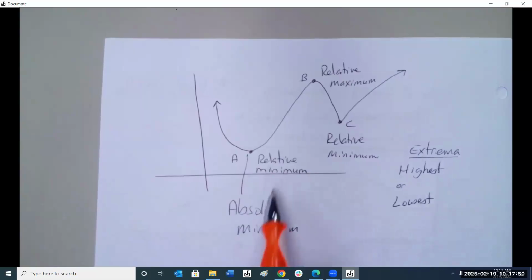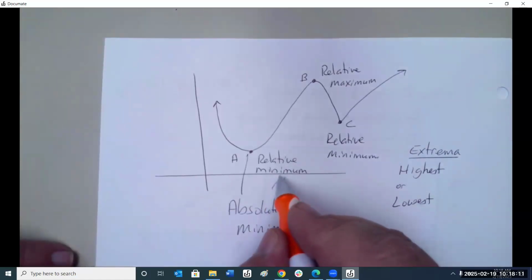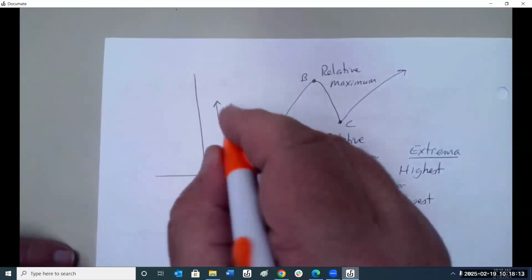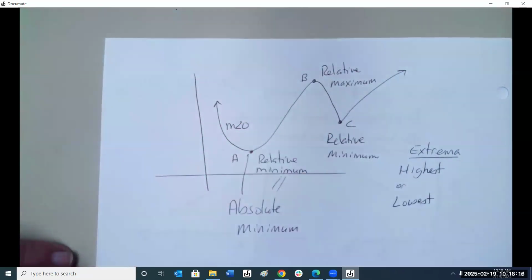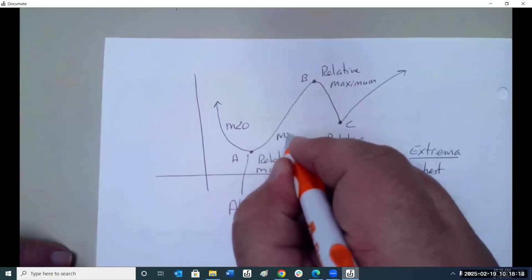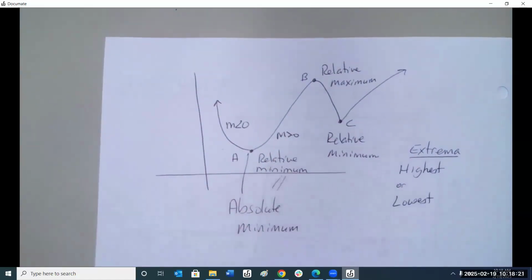So can the absolute also be relative? Yes, because relative simply means in a small domain. So those are extrema, maxima and minima. But remember, to be a minimum, what has to happen? To the left of it, the slope is negative. To the right, the slope is positive. That's for a minimum. Just think about it. Negative goes down, positive goes up, so we have the lowest point.